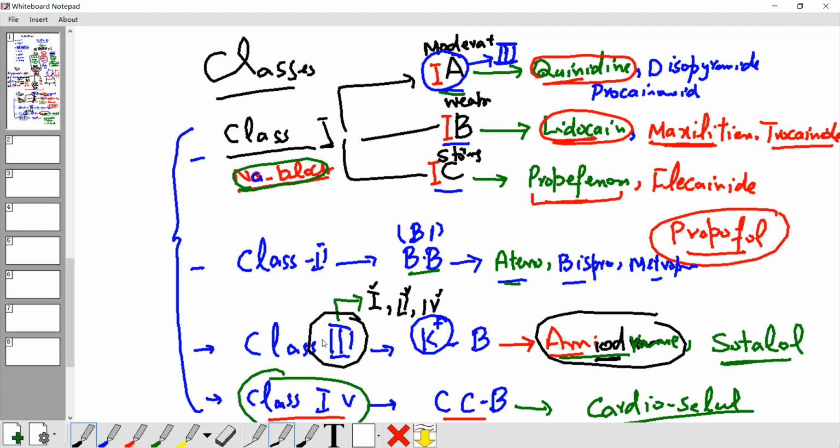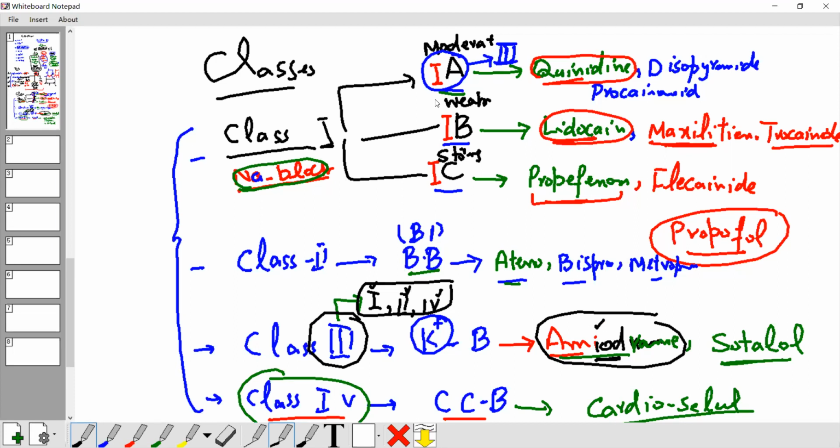Understand? Amiodarone has the ability to block the sodium channel, the beta receptor, the calcium channel, and potassium. All these things are blocked by one drug. That's amiodarone. So class 3 has the activity of all the other classes. It belongs to potassium channel blockers, and it blocks the potassium, calcium, beta receptor, and sodium channels. Okay, now come back to class 1A.